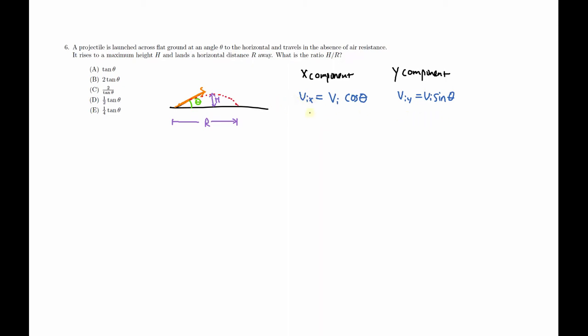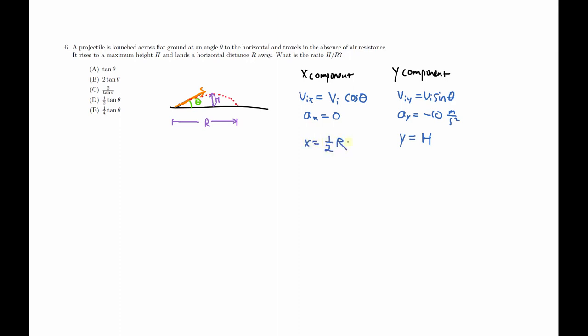Then we have the acceleration, but there is no acceleration for the x component, because first, air resistance is ignored, and second, there's no gravity acting in the x direction. However, in the y direction, we have gravity, -10 meters per second squared. What else do we need? The height and the distance. For the height, I'm gonna set h because that's our focus here. And for the range, I'm gonna choose 1/2 r.